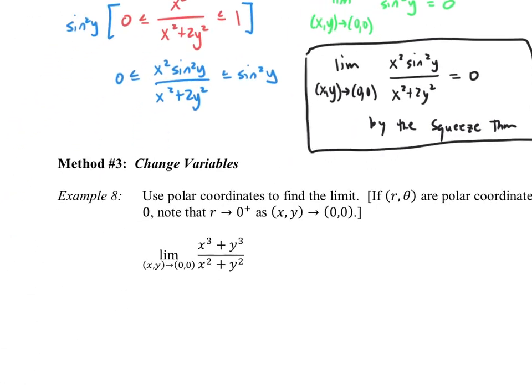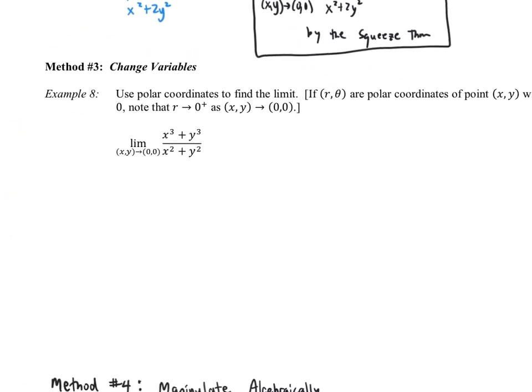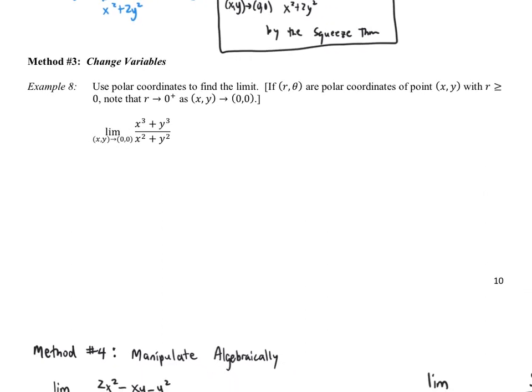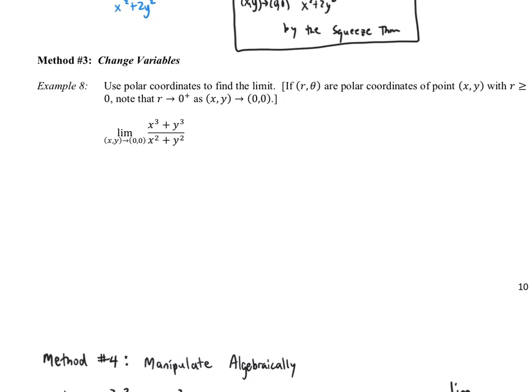So if we go back to our main notes, this is example 8. This is method 3. This is change of variables. And so in this case, we're going to use polars to evaluate. And there's a note here that says that if we use r, theta for the polars, then as (x,y) goes to (0,0), r will go to 0 from the right side. And again, when you think about the graph of a polar and what the r value is with relation to the point (x,y), that should make some visual sense. But that's what we're going to do here, is to convert.